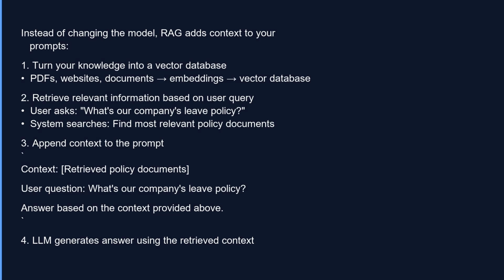Instead of changing the model, retrieval-augmented generation adds context to your prompts. 1. Turn your knowledge into a vector database: PDFs, websites, documents, embeddings, vector database. 2. Retrieve relevant information based on the user query. User asks, what's our company's leave policy? The system searches and finds the most relevant policy documents. 3. Append context to the prompt. Context: retrieved policy documents. User question: what's our company's leave policy? Answer based on the context provided above. 4. The LLM generates an answer using the retrieved context.